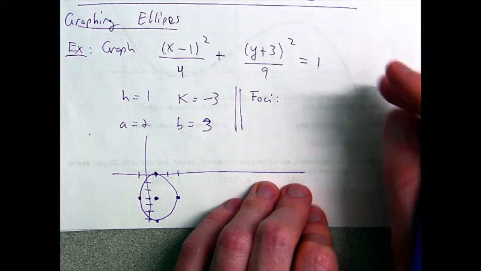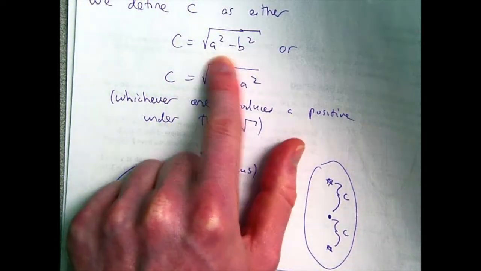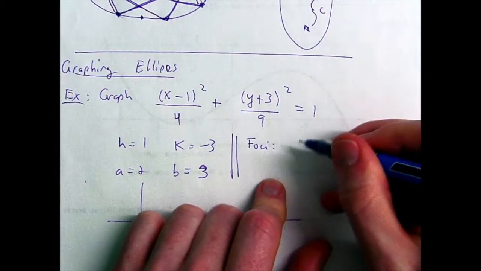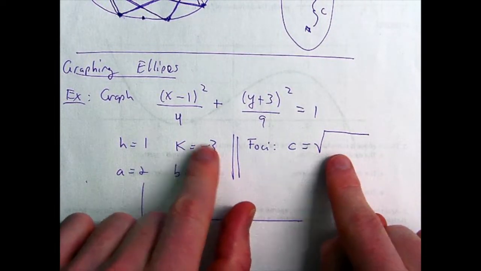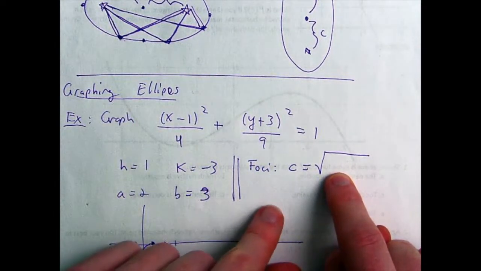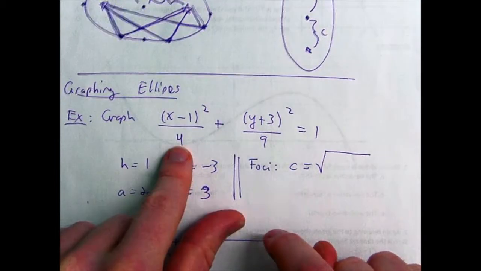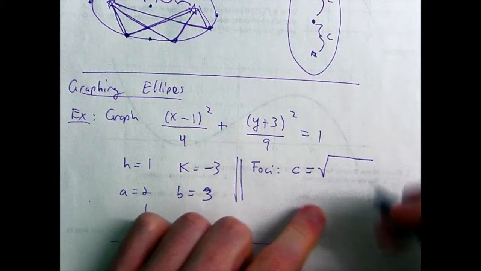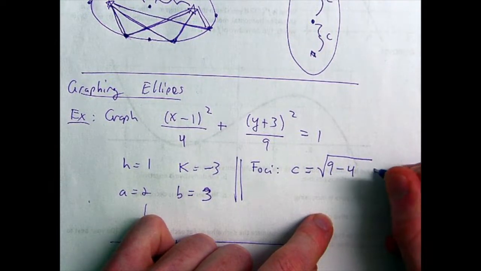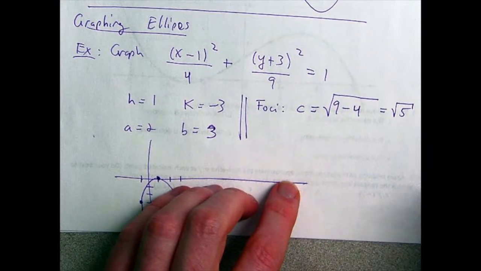If you remember, the foci are associated with this number c here, right? It's either root a squared minus b squared or root b squared minus a squared. Looking here, remember, we want to use the formula which produces a positive number under the square root. So is this going to be 9 minus 4, that would be b squared minus a squared, or is it going to be 4 minus 9, that would be a squared minus b squared? The answer is it's going to be 9 minus 4 because that will produce a positive number underneath the square root. We don't want complex numbers here. So that's the value of c.